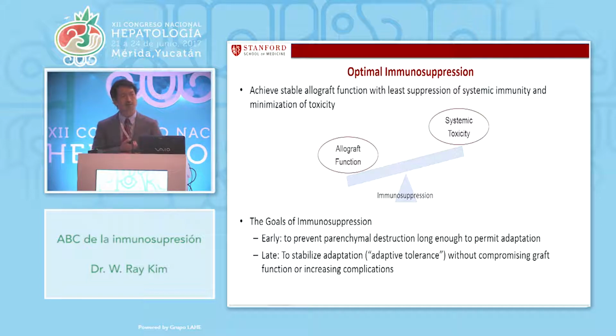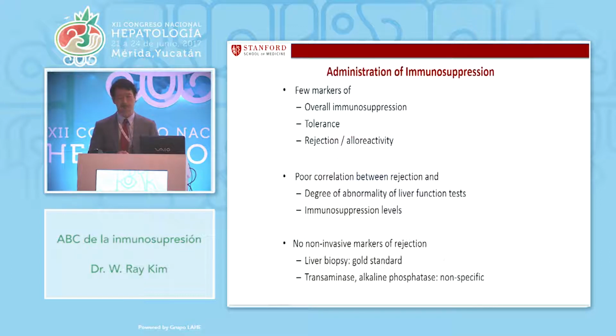And on a day-to-day basis, what we look at is a patient's ALT levels, where they are, and their creatinine, blood glucose, and other things that are secondary effects. You're trying to maintain the two at an optimal balance. The goal of immunosuppression in the early phase is to prevent parenchymal destruction long enough to allow adaptation. In the late phase, we want to propagate and stabilize the adaptation, called adaptive tolerance, so that the two organ systems work together.